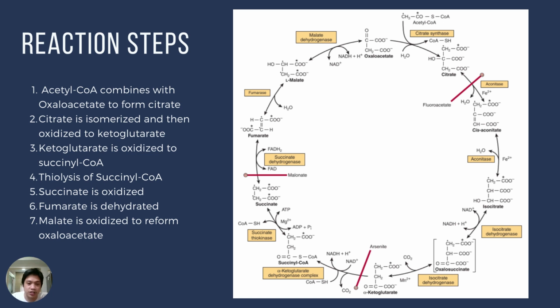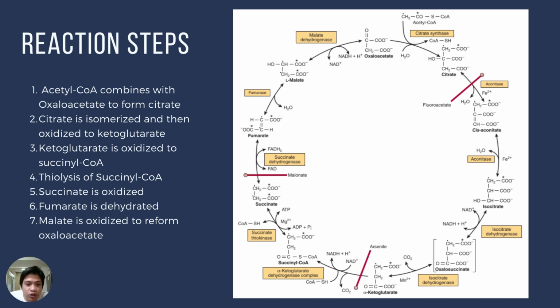Alpha-ketoglutarate then is oxidized by the alpha-ketoglutarate dehydrogenase complex, which is similar in structure and active groups as pyruvate dehydrogenase, which is the intermediate step of glycolysis. So alpha-ketoglutarate will then undergo a dehydrogenation reaction, and therefore you will be able to produce at this step also a molecule of NADH and carbon dioxide.